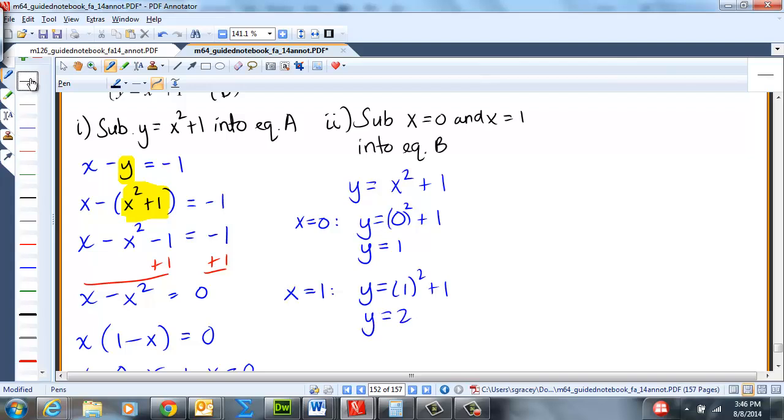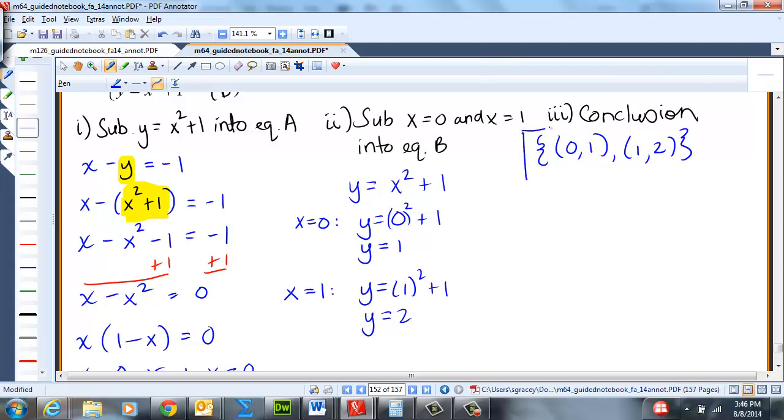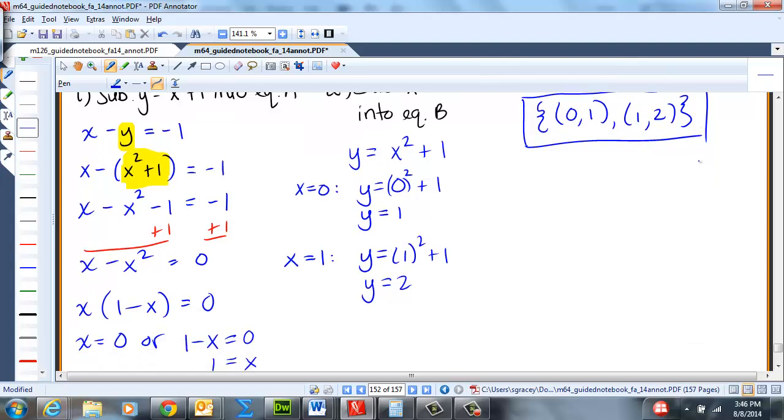So what did we find out? We found out that the set of ordered pairs, we got two different solutions. So we got a solution at 0, 1, and a solution at 1, 2. So these graphs intersect at those two ordered pairs. Good so far? Great, awesome.